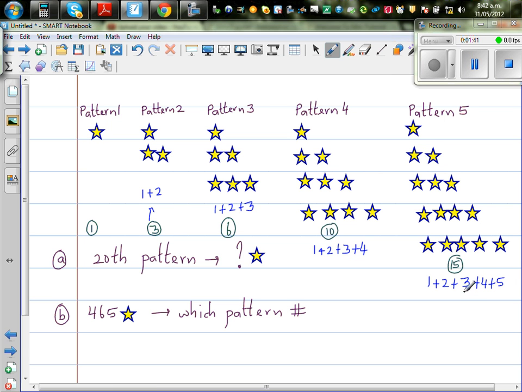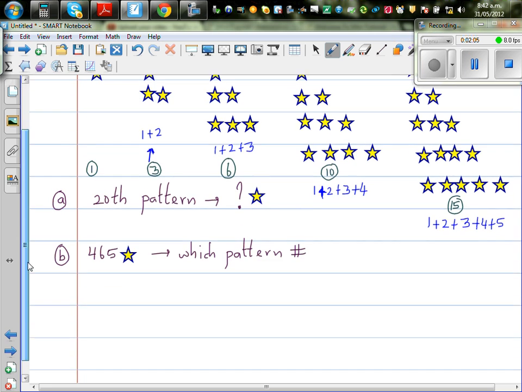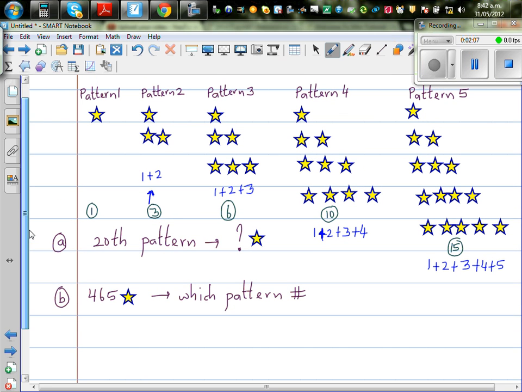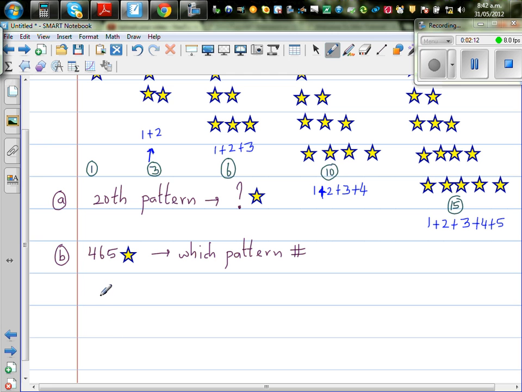But we need to find a rule or relationship between pattern number and number of stars. That's the main problem. We can do this using algebra, but I wouldn't. My challenge is if you can do it without the use of algebra. When you come to learn higher maths, this is called a quadratic pattern. But our challenge is to do this problem, which seems to be difficult, in a simple manner. So let's start.